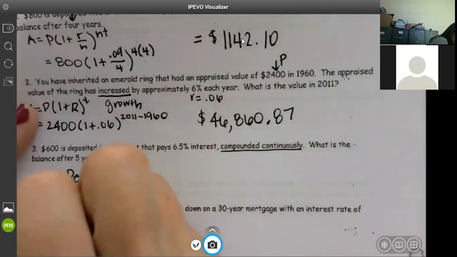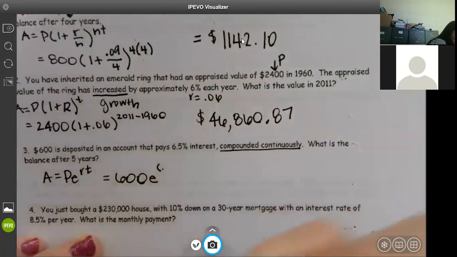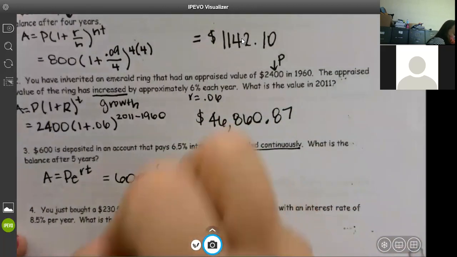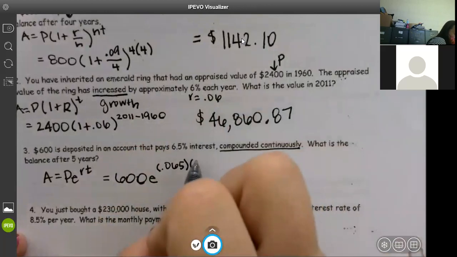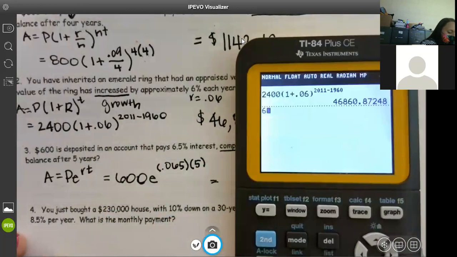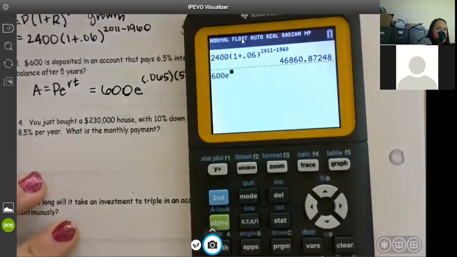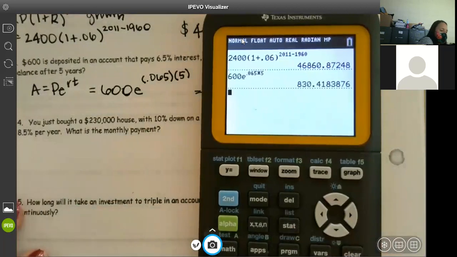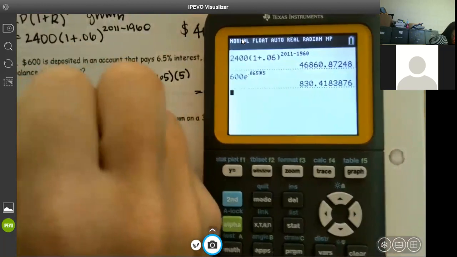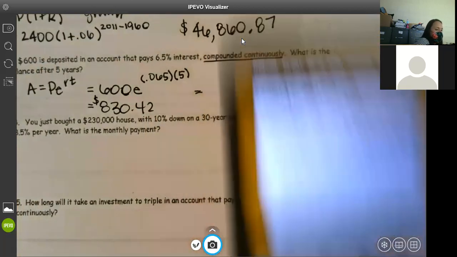So what did we put in initially? Remember, we don't do anything with E, it stays there. What's our rate? 6.5%. Which is? 0.065. Be careful. Perfect. And how long are we doing this? 5 years. We put that right into our calculator. 600. Remember, E is either second LN, or second divide, whichever one you want to do. 0.065 times 5. What do we get? So after 5 years, it will increase to $830.42. Everybody good? We're not doing the house ones, so number 4 we're marking out.